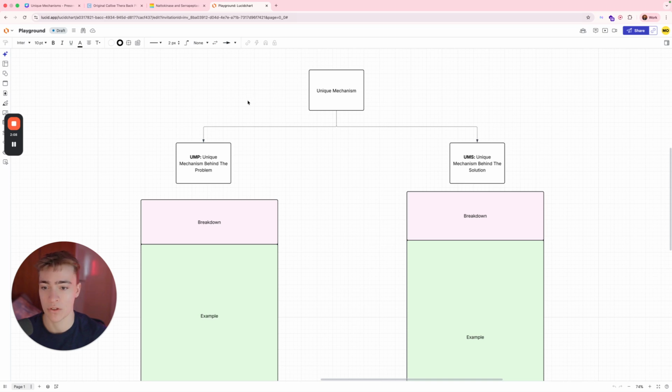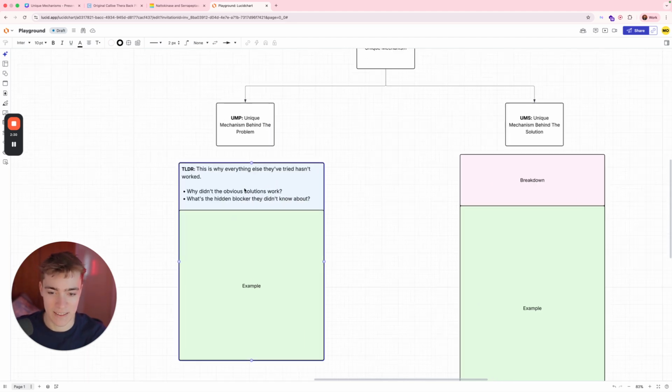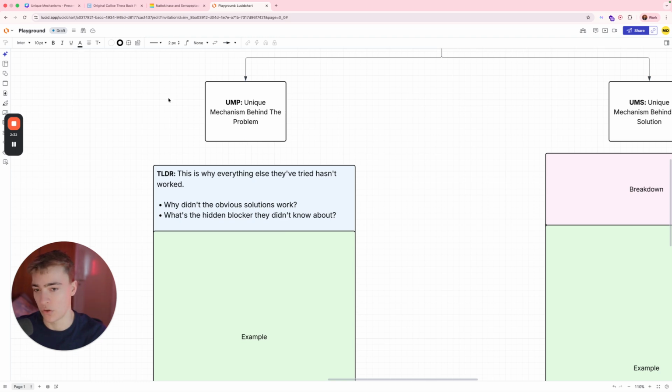I wanted to show you how to think about the unique mechanism, because beyond there being two buckets, there are also two things that we look at. This is from Stephen Georgi, which we just took, which I thought was super cool. It's having a unique mechanism behind the problem and a unique mechanism behind the solution. If I had to break it down, the UMP, or the unique mechanism behind the problem, is why everything they have tried didn't work.